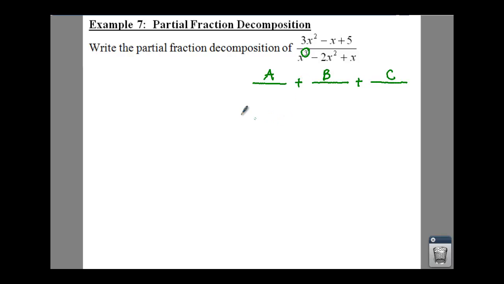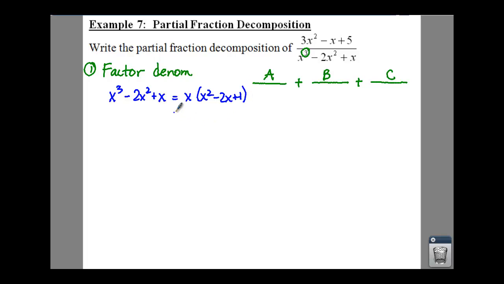So this one will take a few more steps, but remember your first step is you need to factor your denominator. So if we factor the denominator, we're going to end up taking out a GCF of x first. So we're going to take out an x. Left over you get x squared minus 2x plus 1, which means you're going to have an x times (x minus 1) times (x minus 1), or an x times (x minus 1) squared.